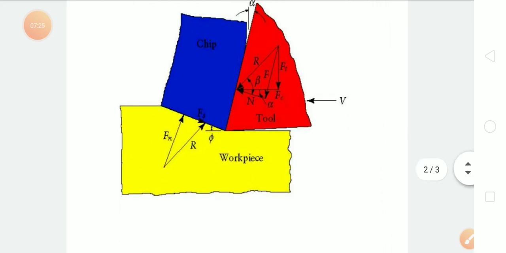In the next class we will study the Merchant circle, how to denote these four forces in a single circle. So just familiarize yourself with all the angles and also the cutting forces. Thank you.